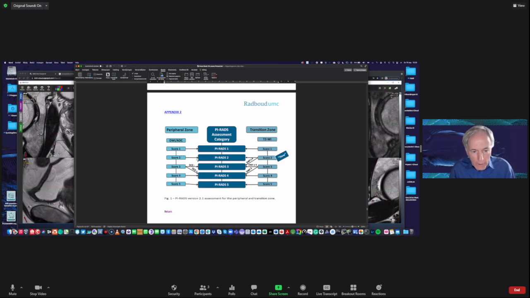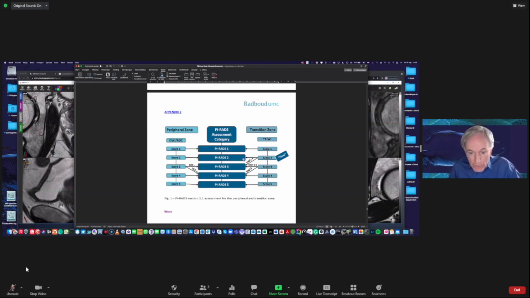So a 1 is a 1, a 2 with diffusion is a 2, a 4 is a 4, and a 5 is a 5. With a 3, you can get an upgrade to a 4 if contrast enhancement is early. And I will show that in the cases later on. When you have determined that a lesion is present in a transition zone, T2 is the dominant sequence. However, if you have a score of 2, then you may give an upgrade when your diffusion weighted image is a 4 or higher. And when you have a score of 3, you can make it into a 4 if the diffusion weighted image is a 5.